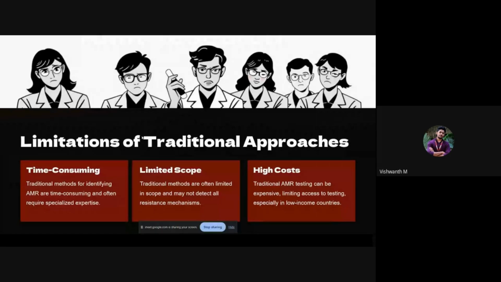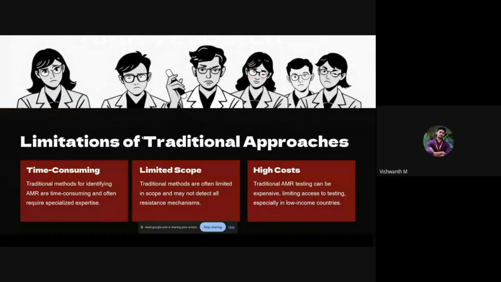The traditional approaches towards antimicrobial resistance have a lot of limitations. Traditional methods for identifying and combating AMR have significant drawbacks. The first one is that it is highly time consuming. The results can take days, which may delay the treatment. For example, in culture-based techniques, it can take days or weeks to identify resistant strains, delaying the clinical treatment.